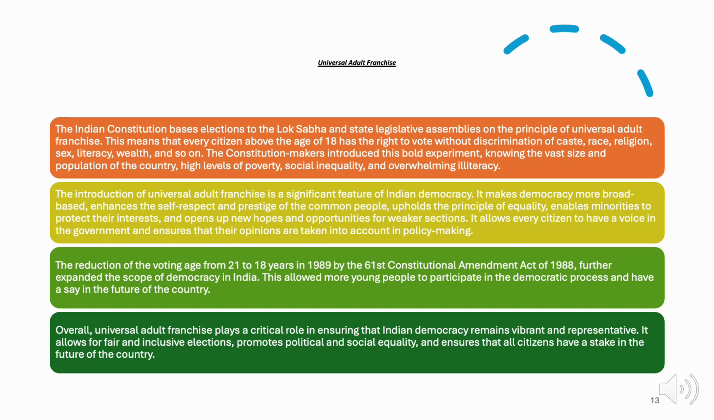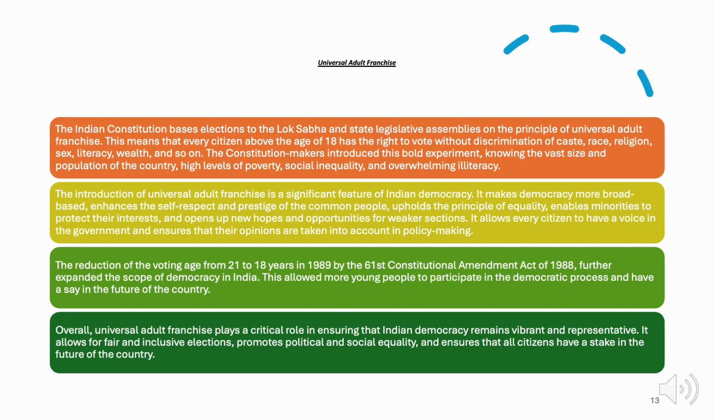The introduction of universal adult franchise is a significant feature of Indian democracy. It makes democracy more broad-based, enhances the self-respect and prestige of the common people, upholds the principle of equality, enables minorities to protect their interests, and opens up new hopes and opportunities for weaker sections. It allows every citizen to have a voice in the government and ensures that their opinions are taken into account in policy making.